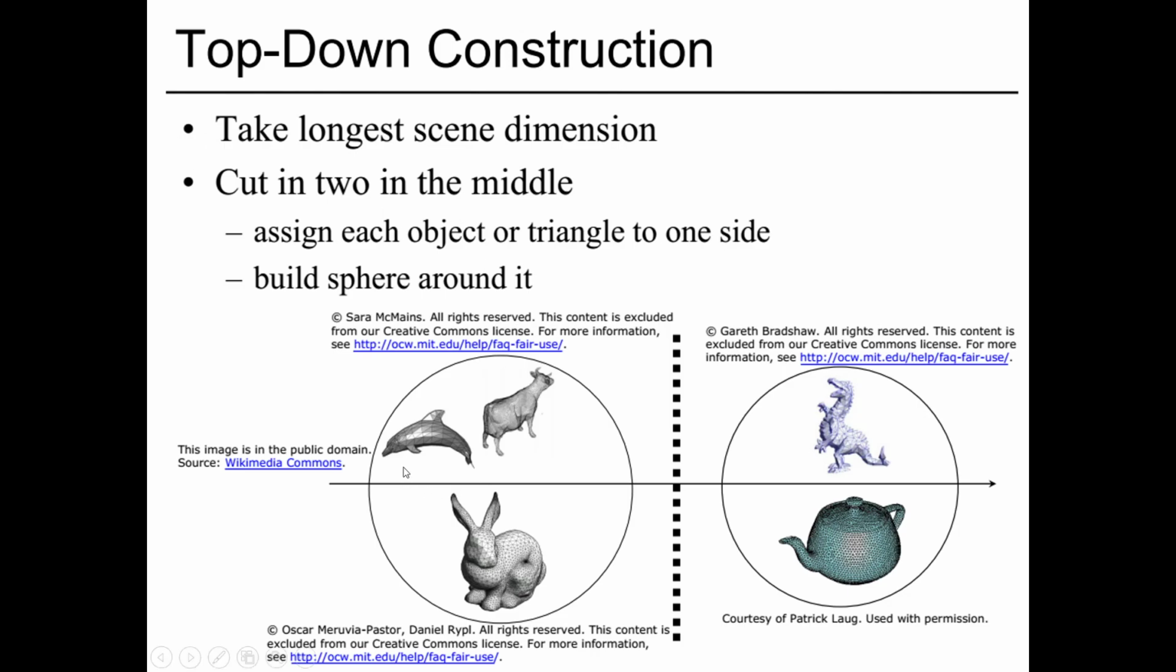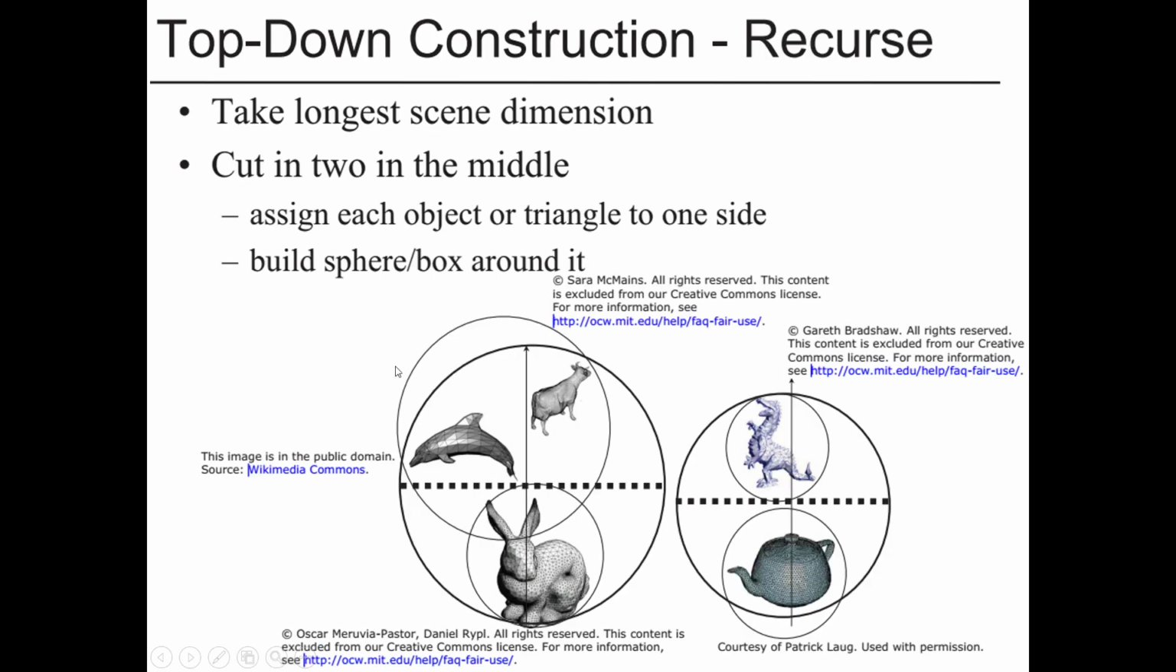That is, if we were to cut lengthwise, we have to assign all the objects to one of the 2 sides, either the first half or the second half, and then we build spheres around them. That is, after the first step, when this is done for the very first time, we will have 2 halves of the scene, and we will have 2 bounding spheres, one for each half.